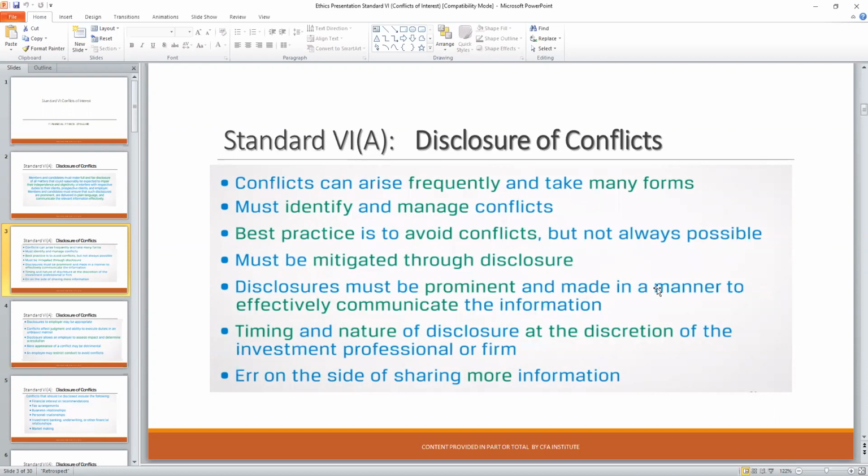If we think we have a conflict of interest or we know we have a conflict of interest, we have to disclose it. It has to be prominent and made in a manner to effectively communicate the information to the key stakeholders. Our clients, our prospective clients, our employers need to know when we have a potential conflict of interest. That way, they can make the right decision about that particular circumstance. Timing and nature of disclosures is at the discretion of the investment professional or firm, but you should err on the side of sharing more information more quickly and more prominently.